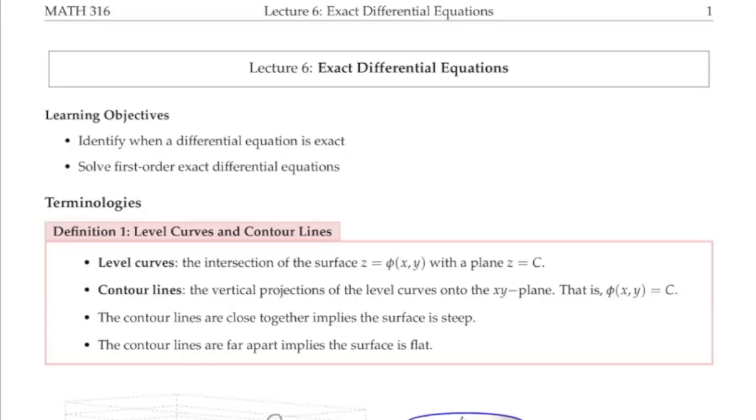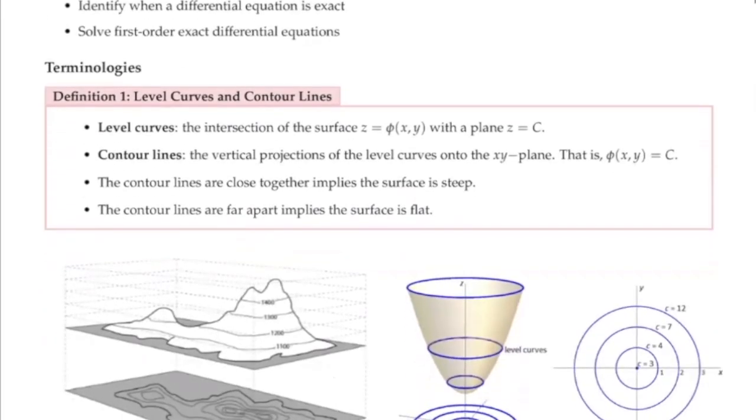And to get to exact differential equations, I want to go back to some of the definitions that we see in multivariable calculus. The first one is the level curves. That is the intersection of the surface z equal to a function of two variables with a plane z equal to c.